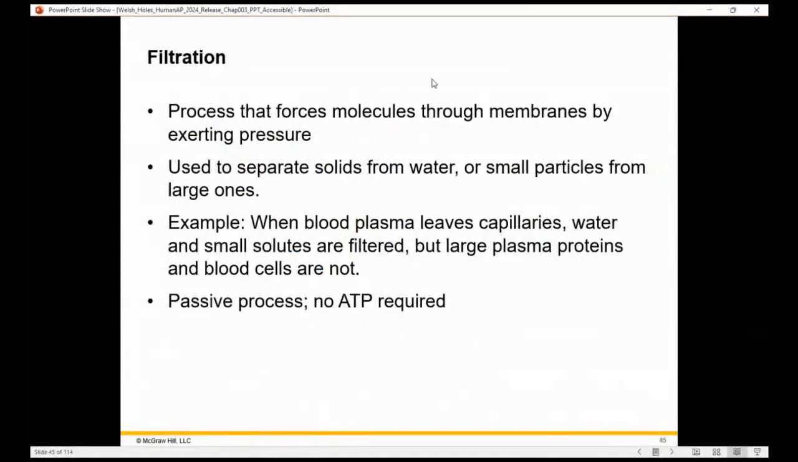Okay, and then another type of movement of molecules or water with no energy is filtration. The process that forces molecules through membranes by exerting pressure. It's used to separate solids from water or small particles from large ones. An example, when blood plasma leaves the capillaries, water and small solutes will be filtered, but large plasma proteins and blood cells are not. Okay, they cannot move out. It's a passive process. No ATP is required.